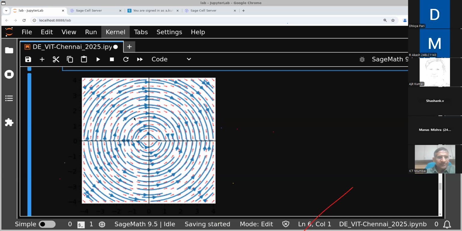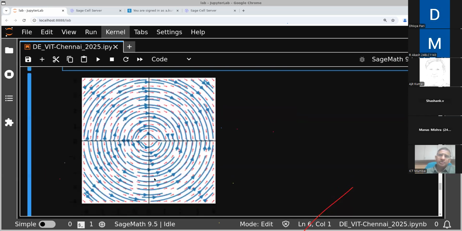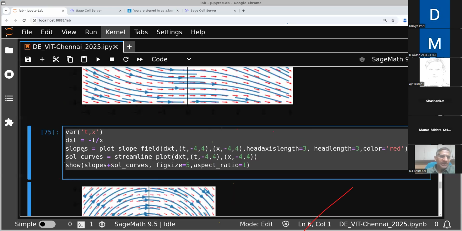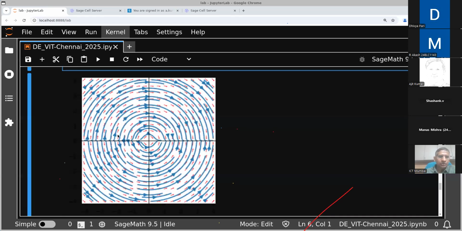What was the differential equation? dx by dt is equal to minus t by x. Or maybe let us think in terms of x and y. So dy by dx is equal to minus y by x. That's the differential equation here. And I have shown you the slope field along with the streamline plot, or the solution curve, at every initial guess. And it looks like this kind of curve.